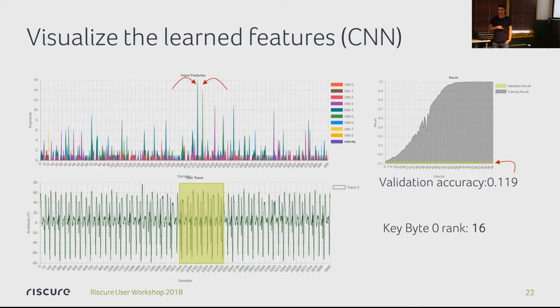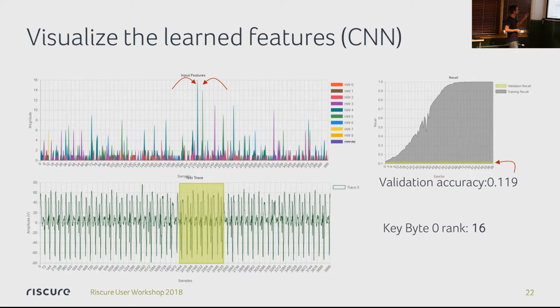I also did the same for the CNN, the convolutional neural network. And coincidentally, the visualization showed me peaks on the same places, similarly. And some of the metrics that we got, this network, I would say it was not really good because it overfits the data. My validation accuracy is very low, slightly above the random value, that should be 0.11. And my final key ranking was 16, so still not successful.